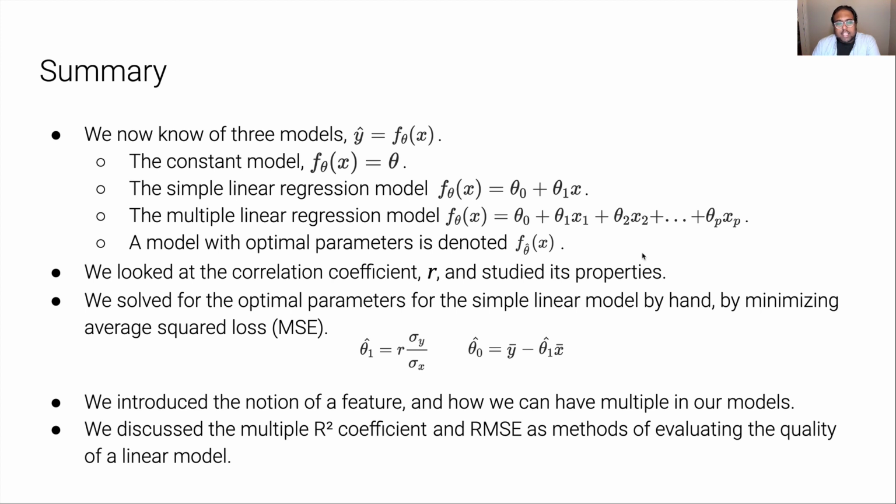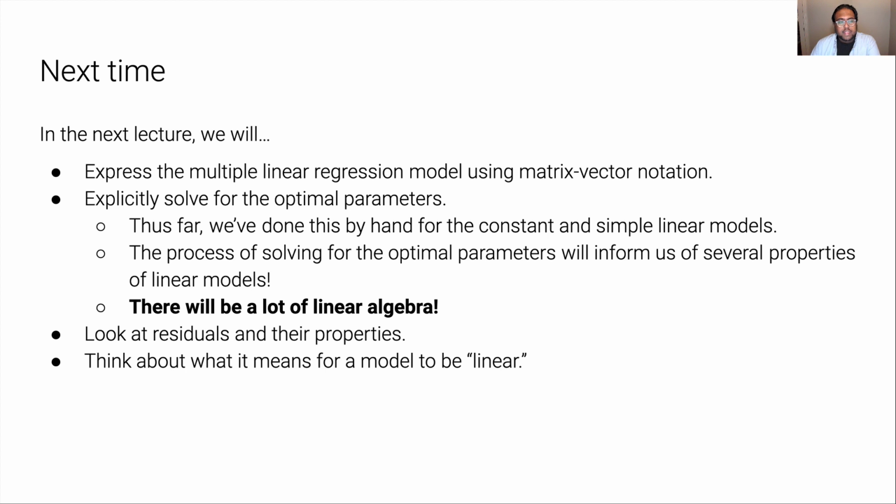We studied the correlation coefficient and looked at its properties. We derived by hand the optimal model parameters for the simple linear regression model, which again we saw in Data 8. We also talked about this idea of a feature and how we aren't restricted to just having a single input variable in our models. We wrapped up by talking about root mean squared error and the multiple R² coefficient as ways of evaluating the quality of our models that aren't restricted to just having a single input variable.